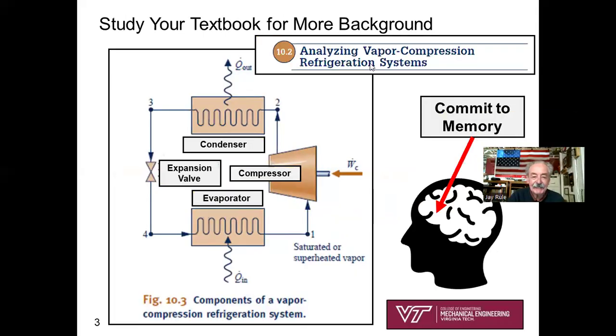So it's my suggestion that you study your textbook for a little more background. This is section 10.2 in your textbook. Try to commit to memory, not necessarily all those words I gave you, but just those four words, the four components: compressor, condenser, expansion valve, and evaporator. Those are the four components. There are only four components of a vapor compression refrigeration cycle.